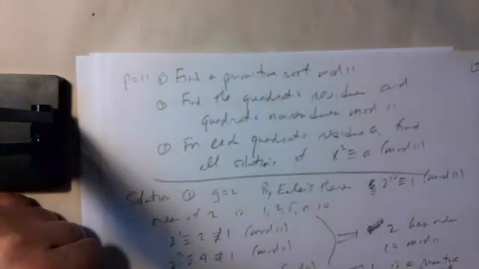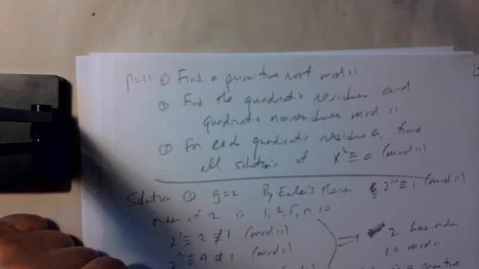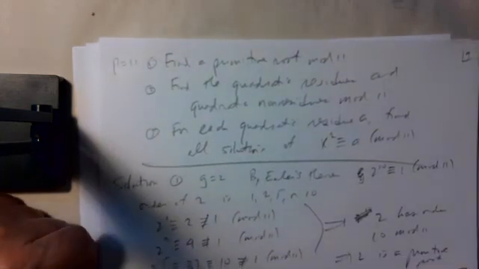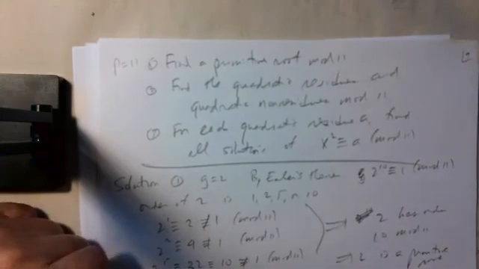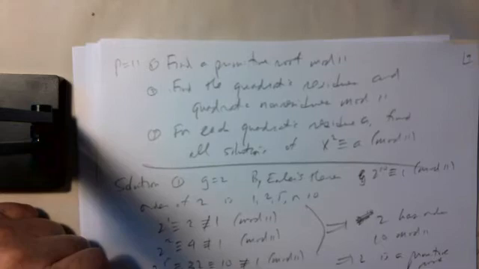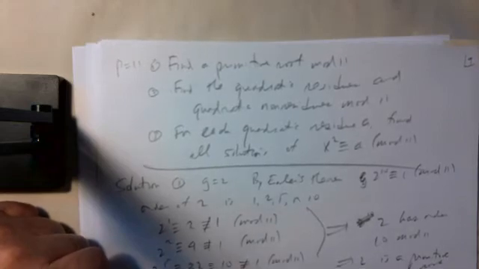And the quadratic residues mod 11 are the even powers of the primitive root: 2 to the 0, 2 squared, 2 to the 4th, 2 to the 6th, 2 to the 8th.